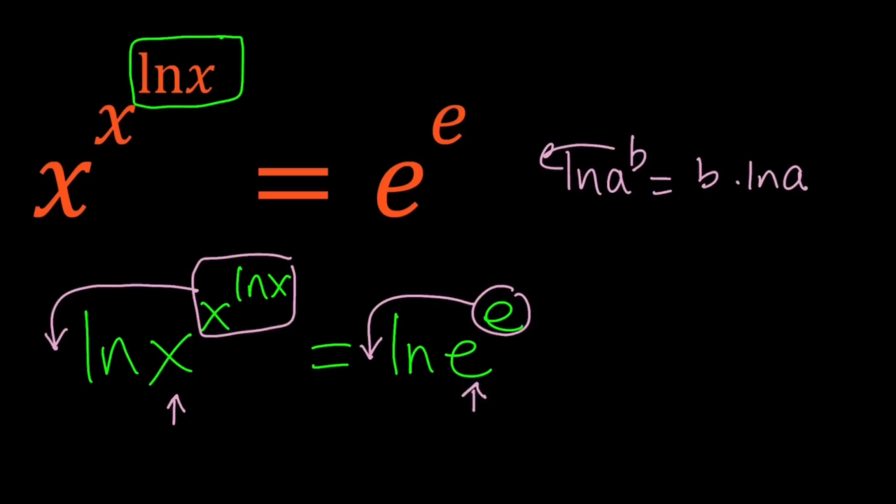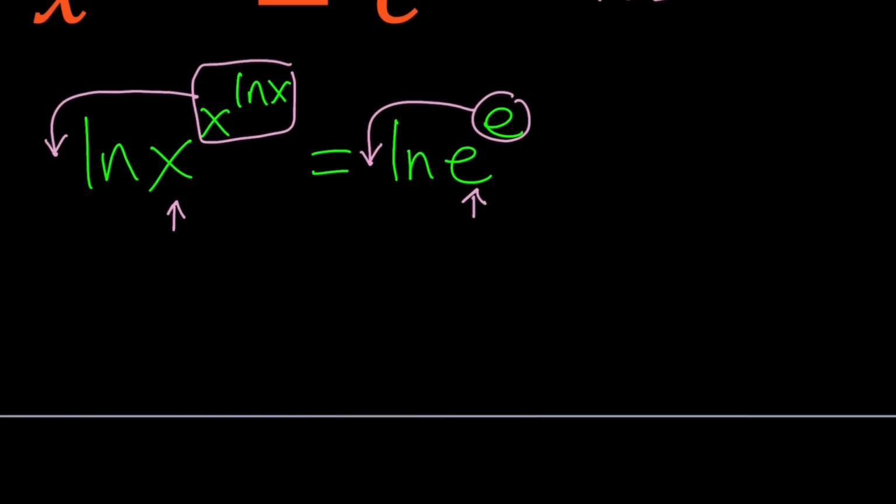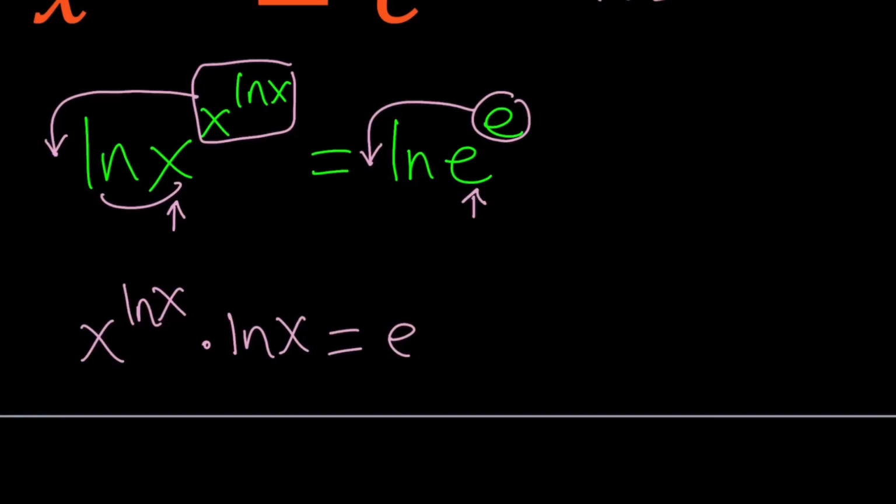And how do you prove that? By using the definition of logs. It's very easy to prove. So after we move the exponents, we get the following. x to the power ln x, not x ln x, obviously. It is x to the power ln x, which is the exponent, times the base, which is ln x, equals e times ln e. I just wrote everything down.